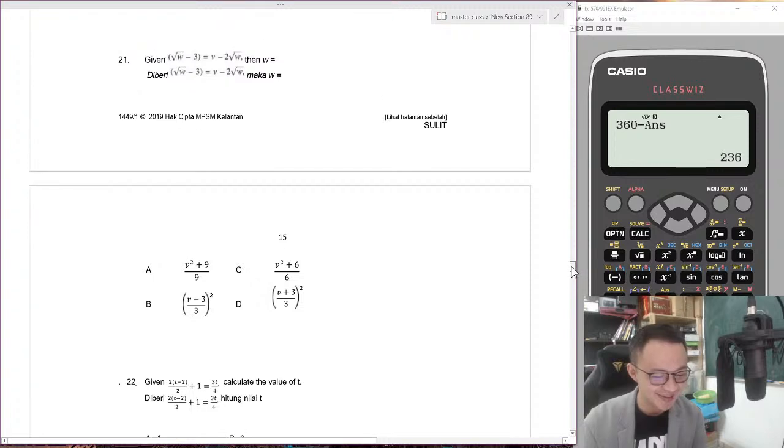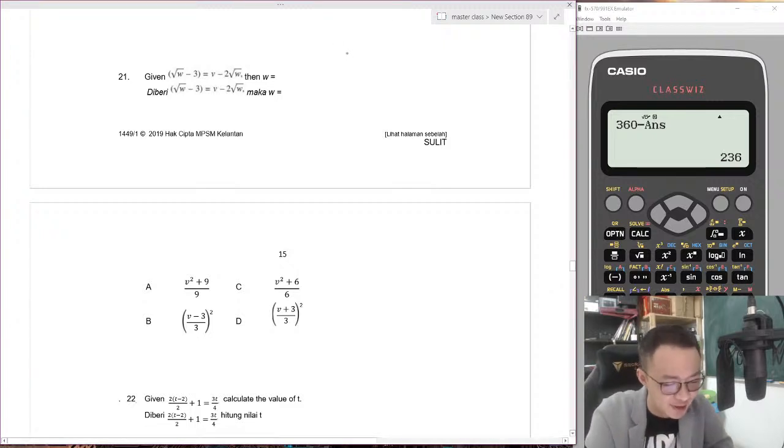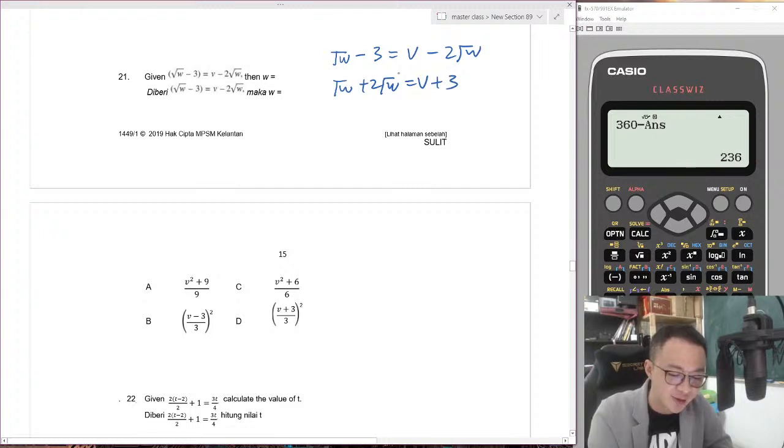Alright, so let's start at question 21 here. Okay, so yeah, they asked us to make W the subject, so let's do it. So what we want to do is this one, square root W minus 3 equals V minus 2 square root W. Alright, so I group them together, square root W plus 2 square root W equals V plus 3. So this one is the same thing, we can add, just in case you do not know. Okay, so it becomes 3 square root W equals V plus 3. So square root W equals V plus 3 over 3.